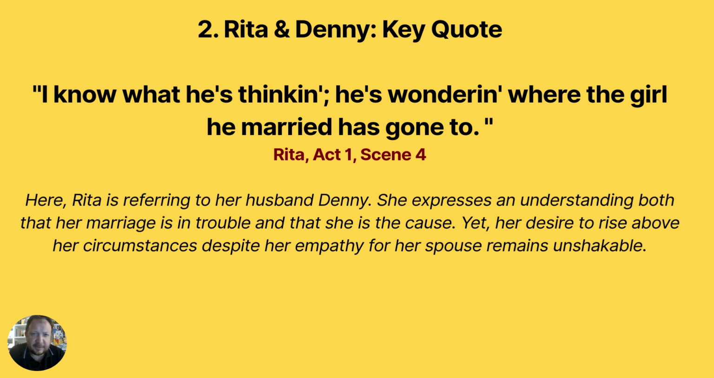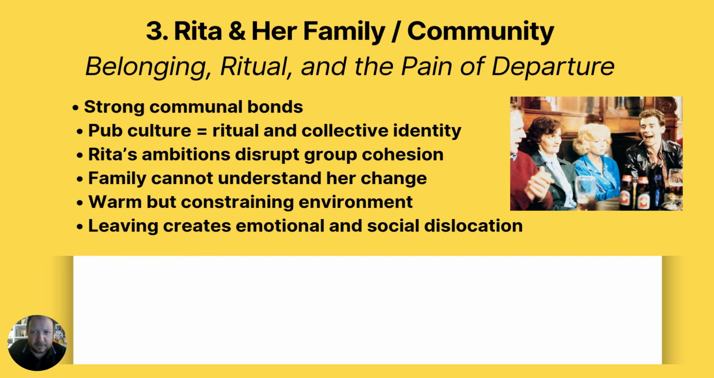And this is, I think, the key quote really for Rita and Denny, where Rita says in the 4th scene, "I know what he's thinking. He's wondering where that girl he married has gone to." She appreciates that her marriage is in trouble, and yet her desire to rise above the circumstances are basically the focus. But anyway, number 3, third relationship, Rita and her family and the community.